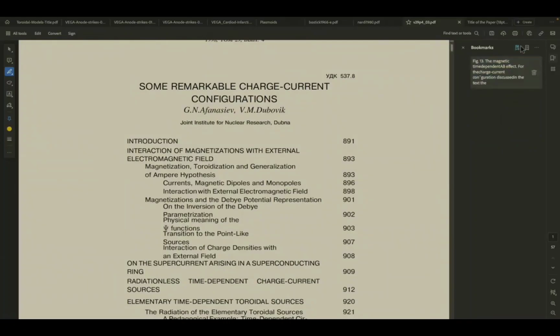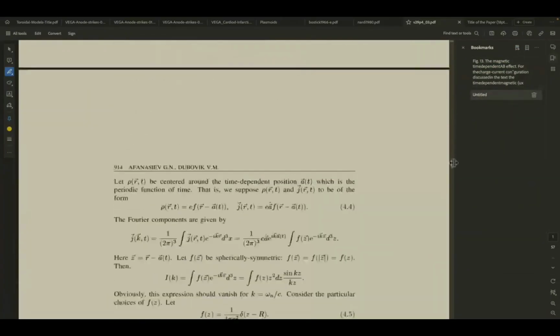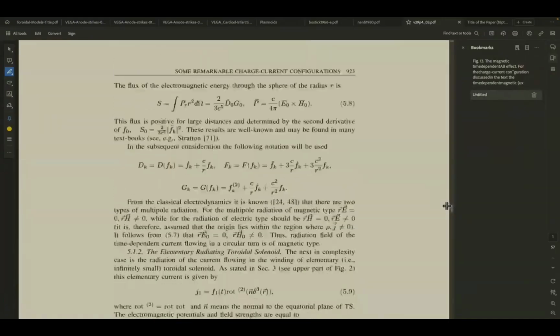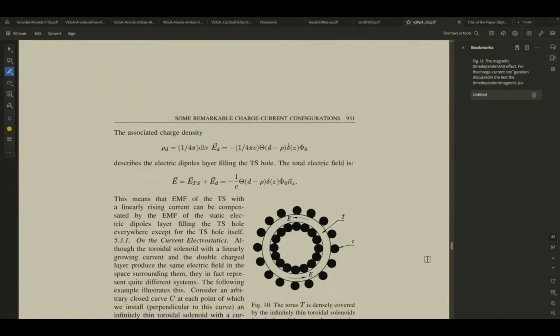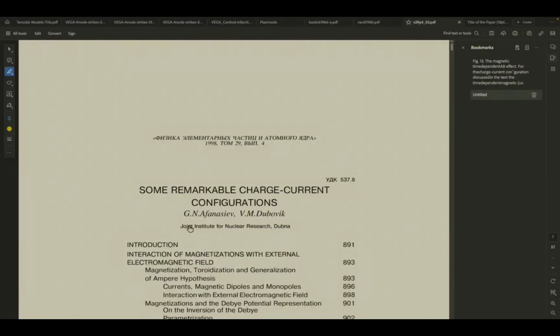No, it's not going to go to the bookmark. Okay, it's not going to do that. Down here in this paper, it's by Afanasev and Dubovik.